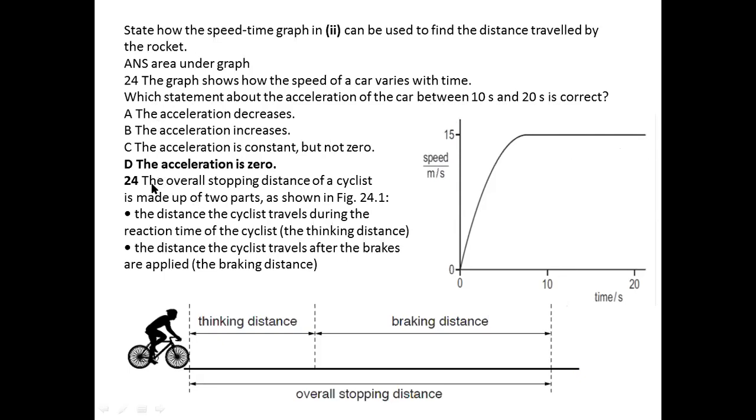Option D. The overall stopping distance of a cyclist is made up of two parts. The distance the cyclist travels during the reaction time of the cyclist is the thinking distance, that is the distance traveled before applying the brakes. The distance that the cyclist travels after the brakes are applied is the braking distance.